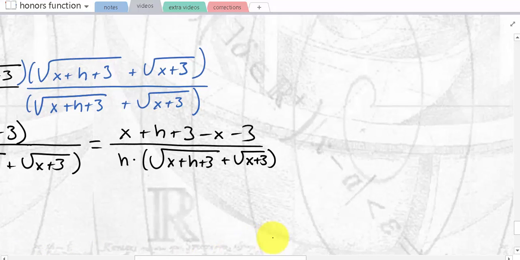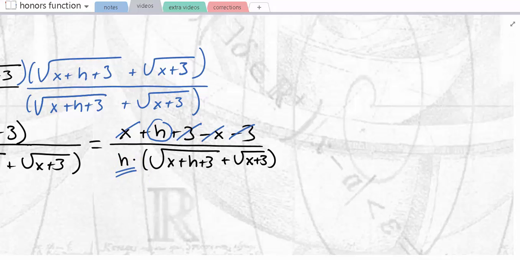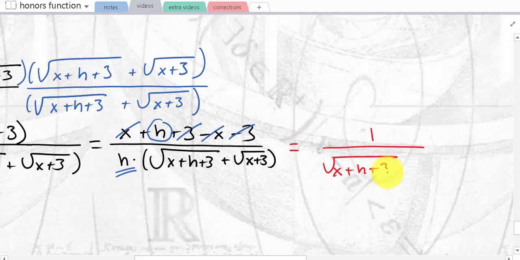Okay, and so what cancels here? You get the x out, you get a 3 out, and you're only left with an h at the numerator, which is great because you're going to be able to reduce your fraction and get rid of the h at the denominator. I told you, you always have to be able to do that. So what is the difference quotient of this function p? 1 over (the square root of x plus h plus 3 plus the square root of x plus 3).